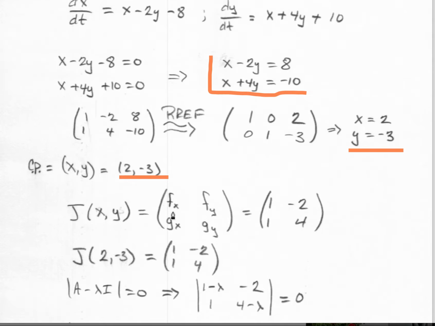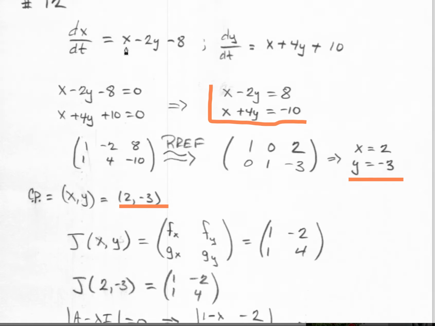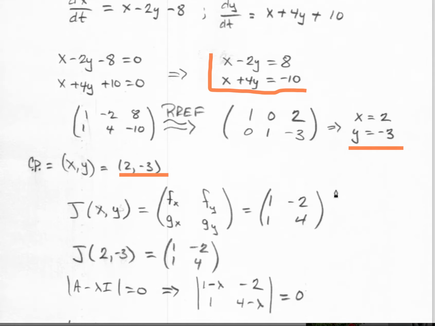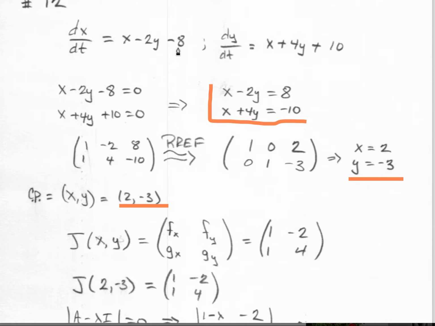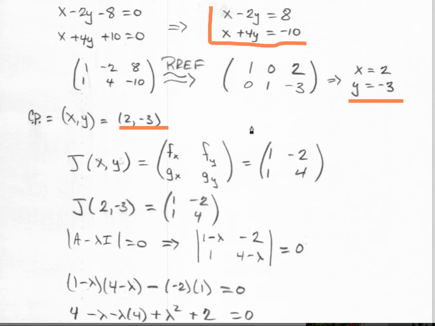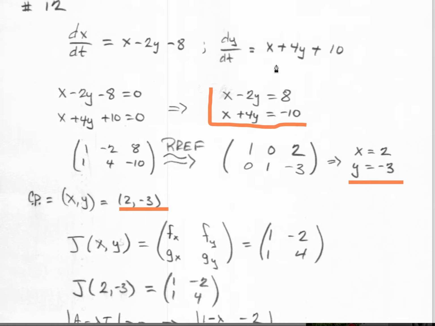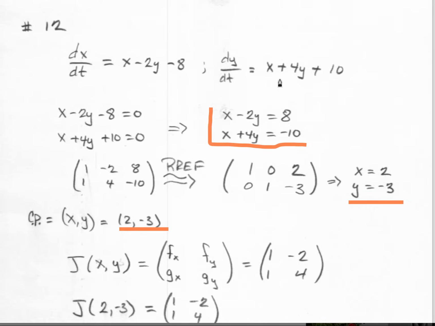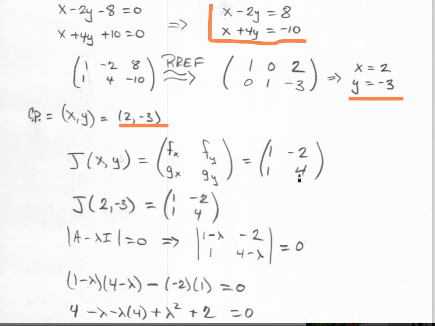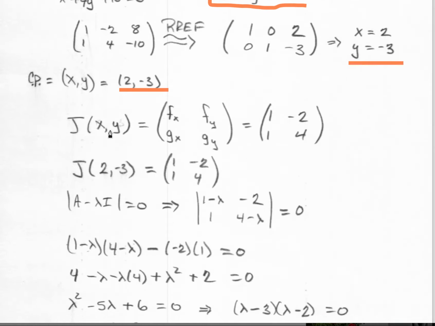So the partial derivative with respect to x of the first equation would be 1. So I write a 1 here. Then I write the partial derivative with respect to y of that first equation. So that's -2. So I write a -2. Then the partial derivative with respect to x of the second equation would be 1. So I write a 1. And the partial derivative with respect to y of the second equation would be 4. So I write a 4. So I have this Jacobian matrix of 1, -2, 1, 4.